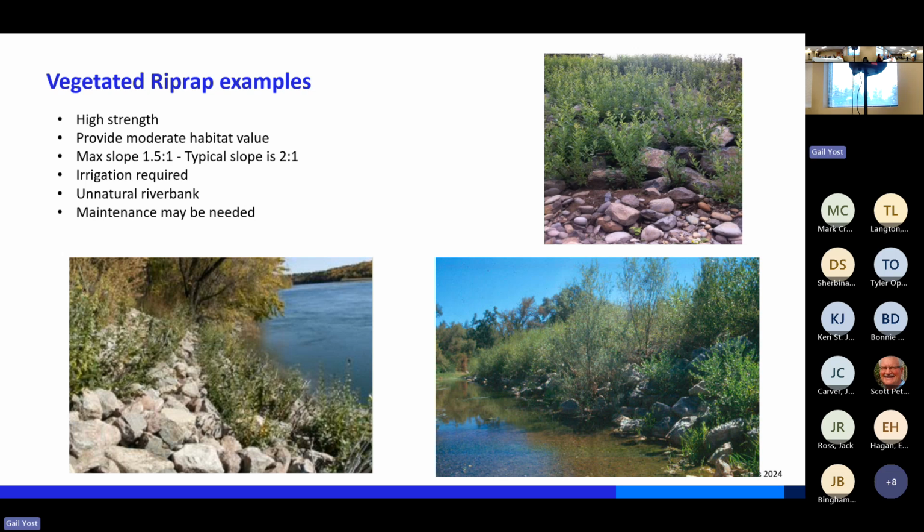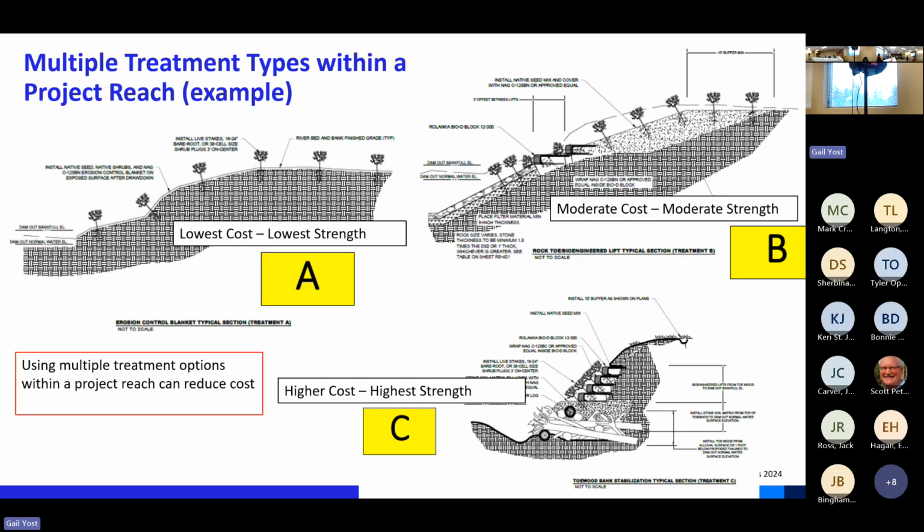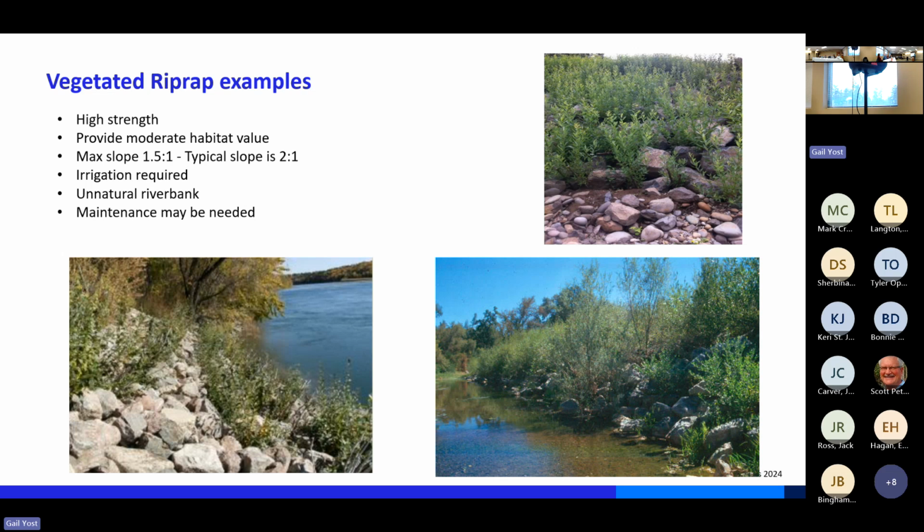Maintenance can be an issue. These things settle and move around, so you might have to go and make changes. If it's sloughing and falling into the river, you might need to do some maintenance. If it's vegetated riprap and you're having a hard time with survivability, you might have to go in and do some plantings. So there's potential for maintenance on vegetated riprap or any riprap.